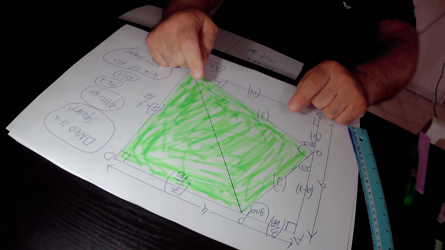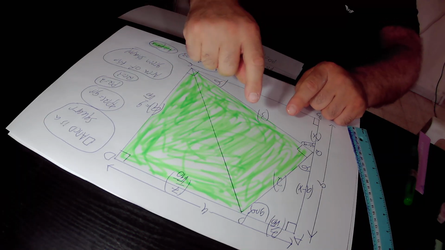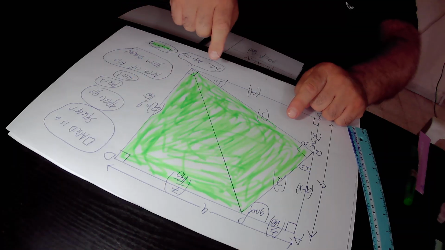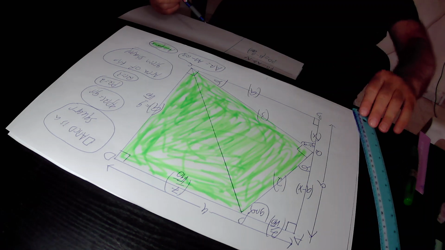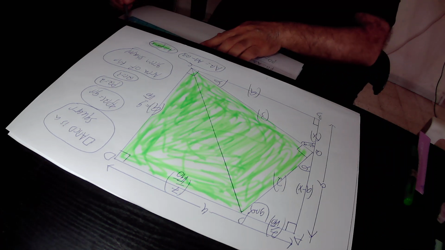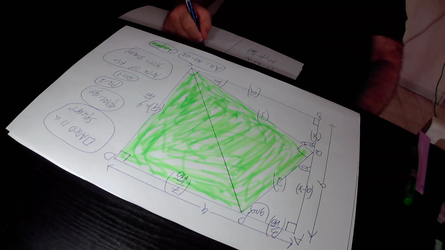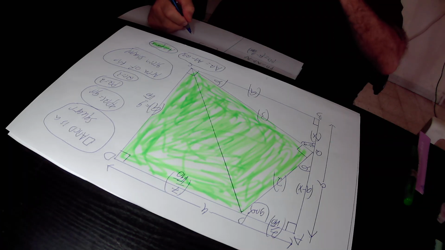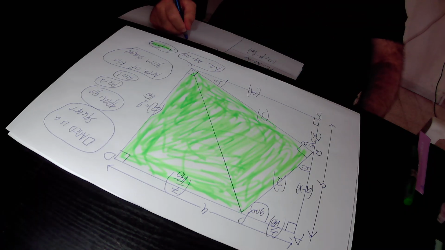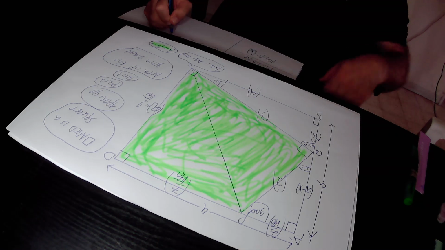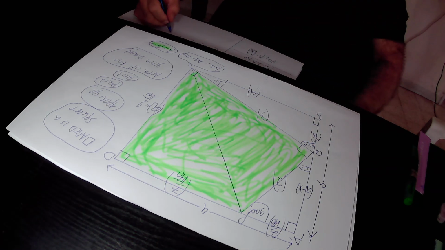Okay, so therefore, the area of the green shape must be equal to the area of the right triangle PDC plus the area of this right triangle PQC. So I write it down. The area of the green shape is equal to the area of this right triangle PDC, the green triangle PDC, plus the area of this right triangle PQC.